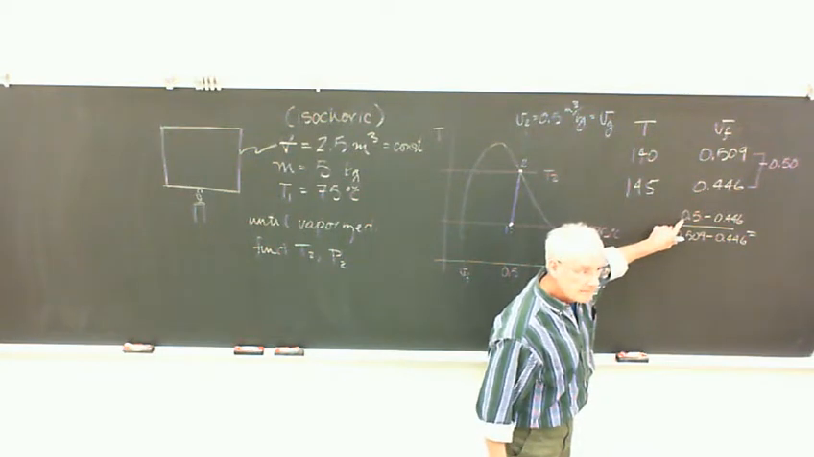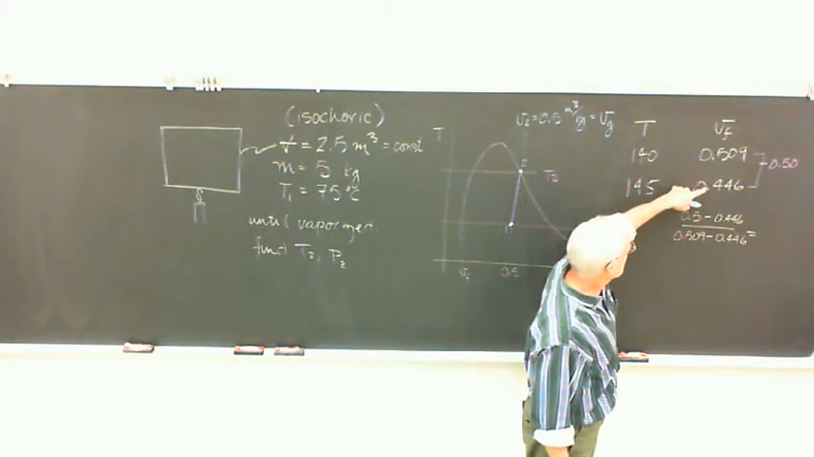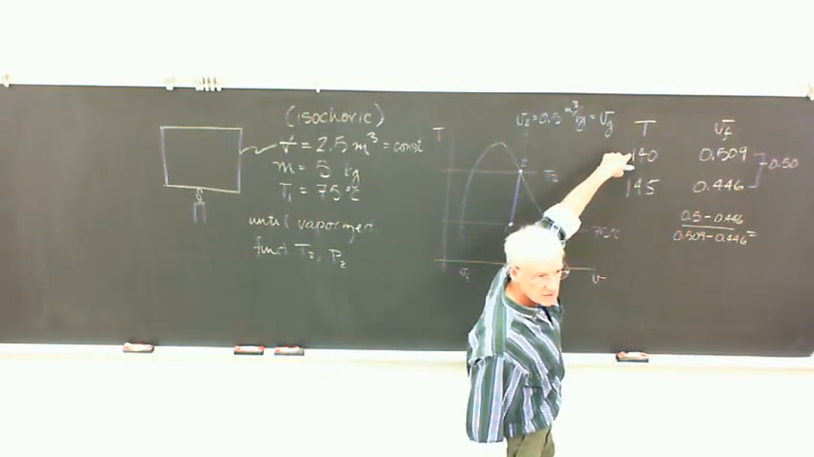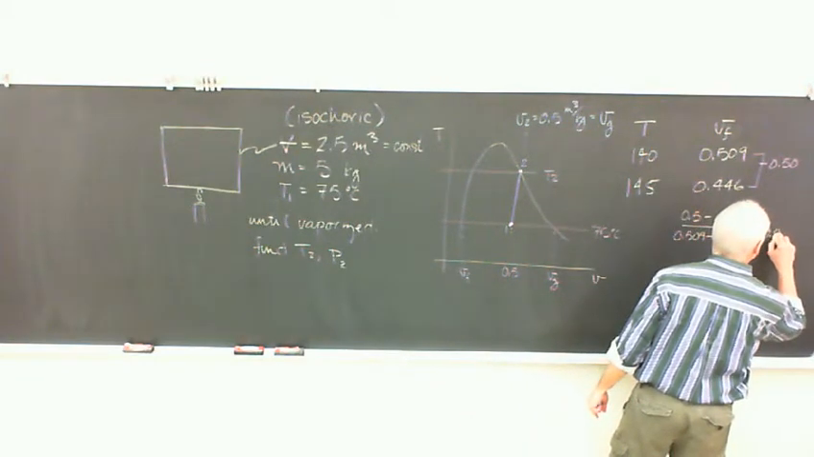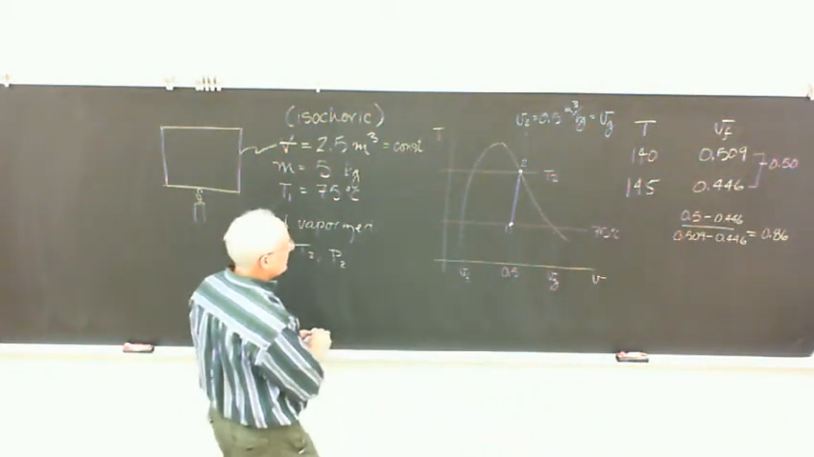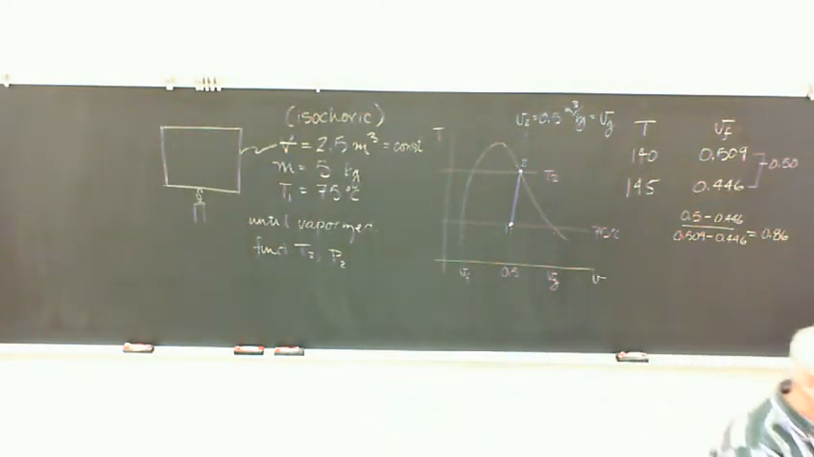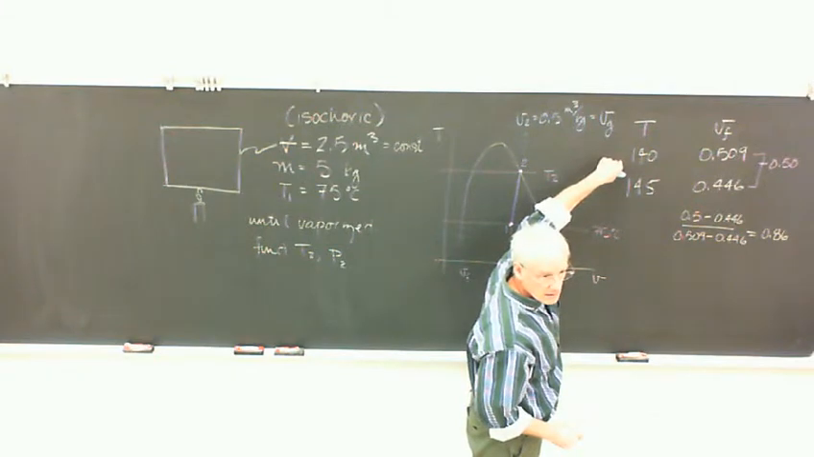Is what? 0.857. So we're 85, 86% of the way from here up to here. We assume we're that same percentage along there. So what was this, 86? And it's an estimate. Even though all these lines are curved a little bit, we're just taking those two points, the 140 and 145, and assuming it's a linear interpolation between the two. So 86% of the way along here.